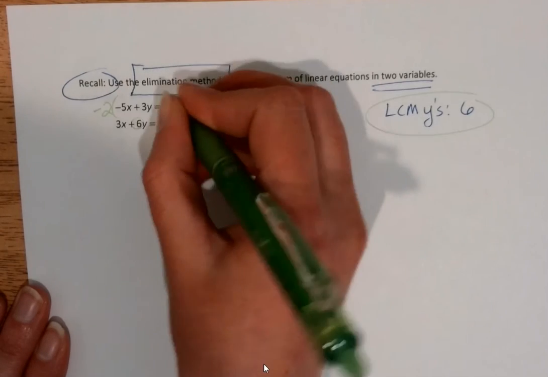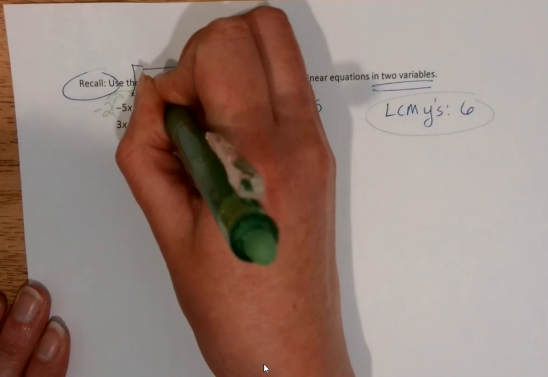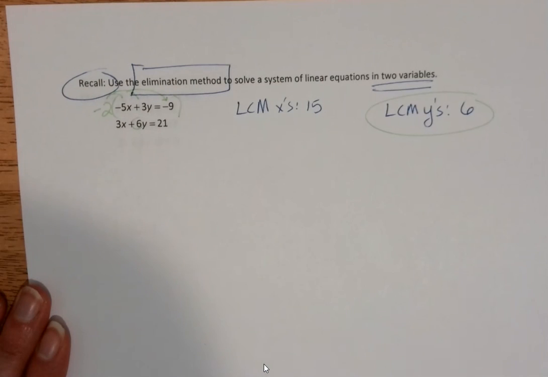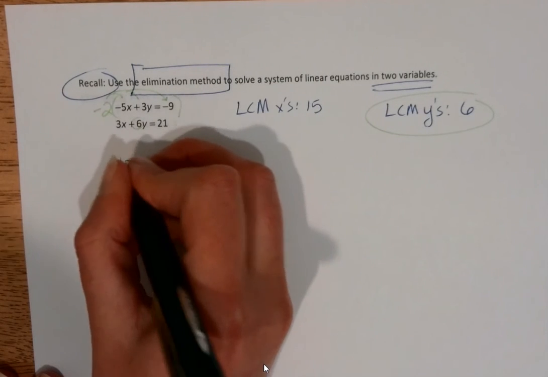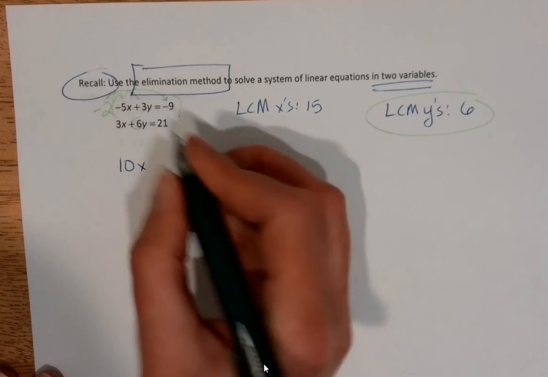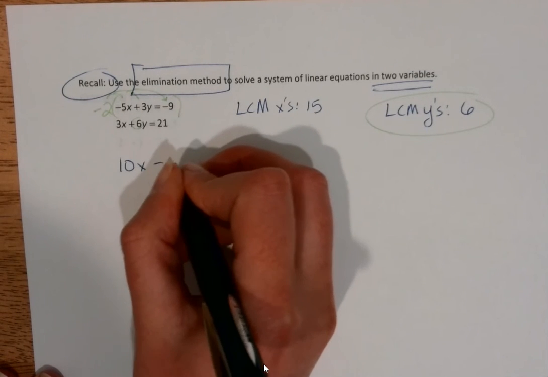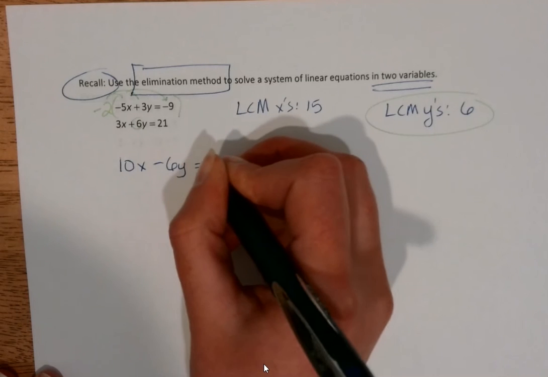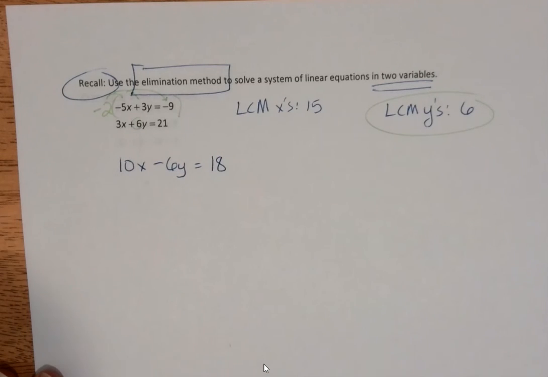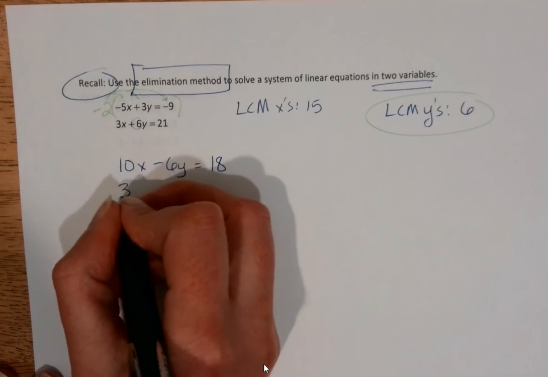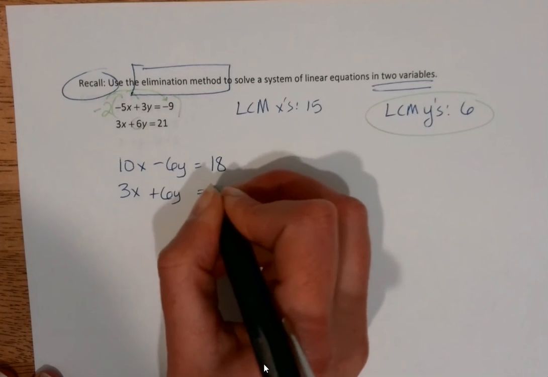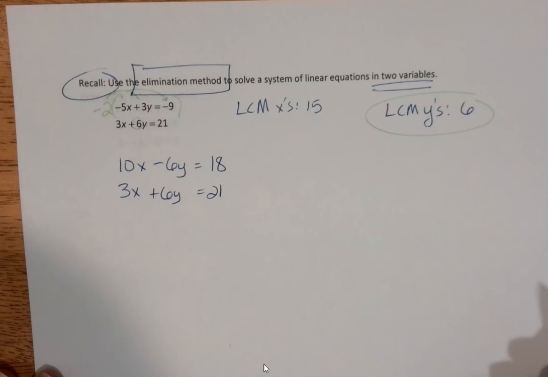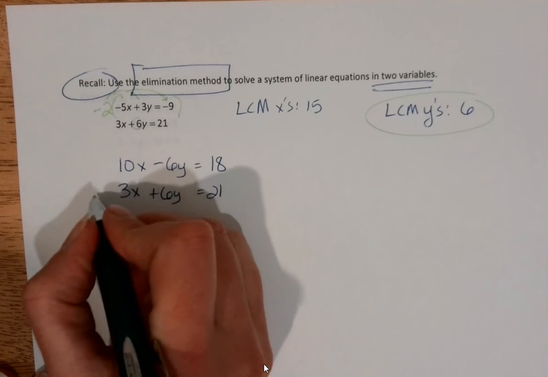And we're going to make sure that our negative 2 distributes to everything. Okay? So let's begin that distribute. Negative 2 times negative 5 is positive 10x. Negative 2 times positive 3 is negative 6y. Negative 2 times negative 9 is positive 18. Then I'm copying down the second equation. 3x plus 6y equals 21 because it didn't need a change. It already had a 6. Or I could say 6 times 1, everything times 1.